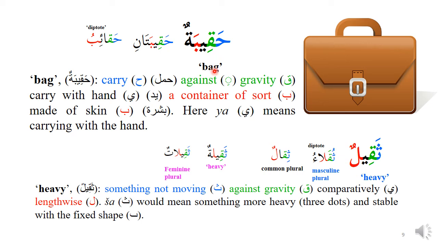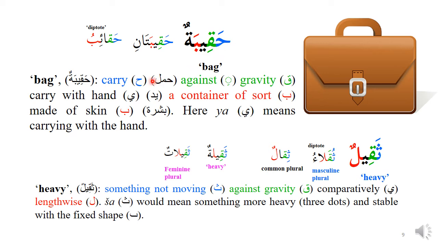Hakibatun is a bag, more like a suitcase or a handbag, and hakibatani obviously would be the dual, and hakaibu would be the plural. Here hakaibu, not hakaibun. This is called a diptote, and this is a diptote. This means it does not take the tanwin, right? Does not take the tanwin. So hakaibu.